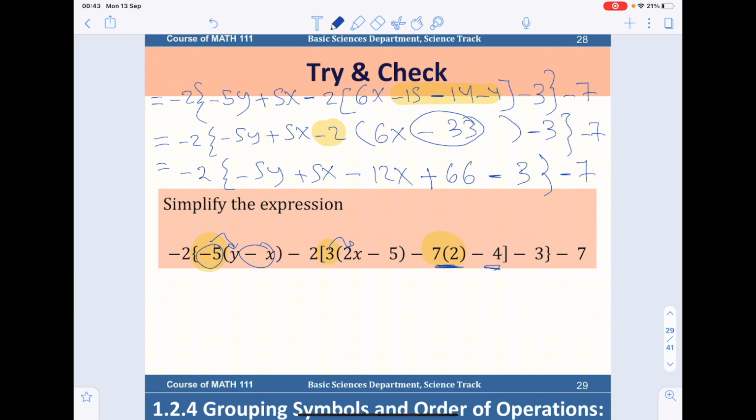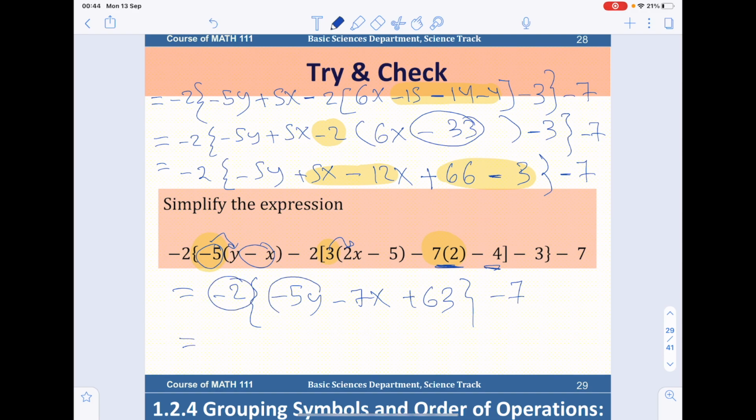Now, what should I do here? I should add this together and add the x's together also. So negative 2, negative 5y, 5x minus 12x is minus 7x, and 66 minus 3 is plus 63, then minus 7. Now I will distribute the negative 2.